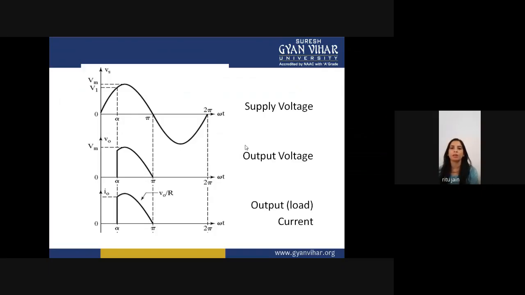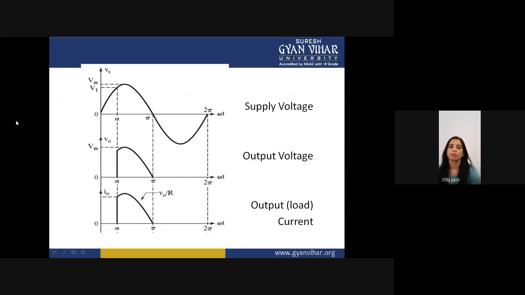In the supply voltage, V1 is your supply voltage, or input voltage. At terminal alpha, you can control the output voltage. You can see from the diagram that this is your input voltage, positive half cycle 0 to pi. If you are using one SCR, because the SCR is a unidirectional device, current can flow only from anode to cathode.